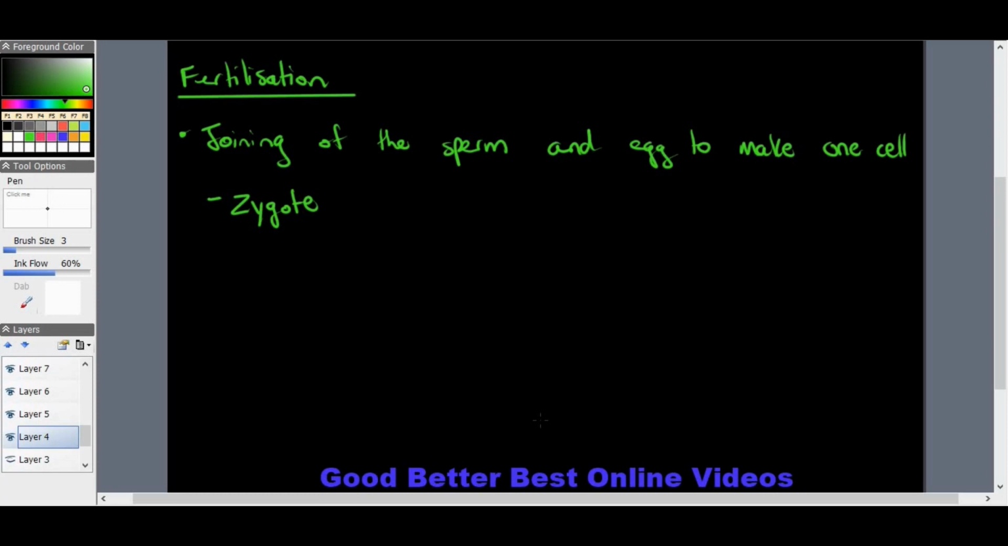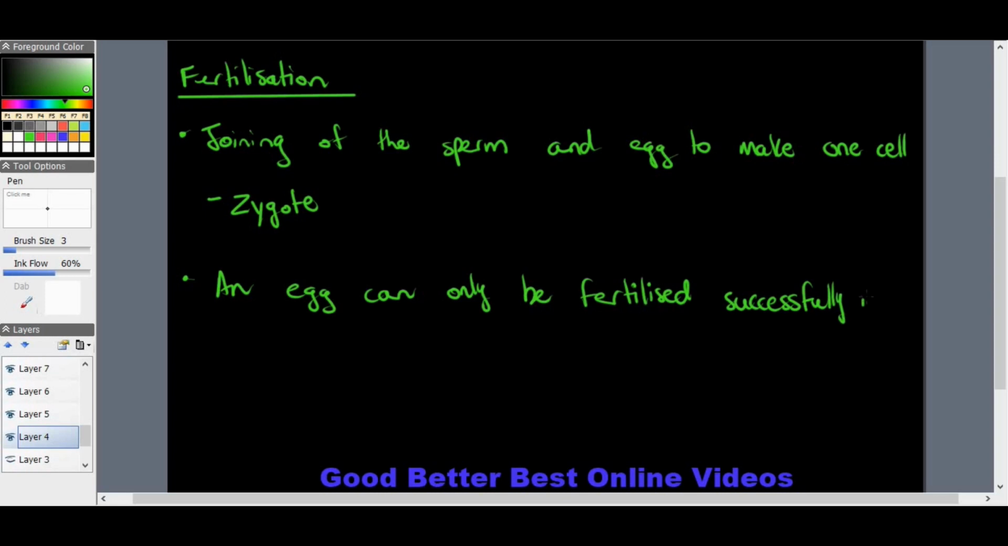An egg can only be fertilized successfully in the oviduct. So we must know that an egg can only be fertilized successfully in the oviduct.